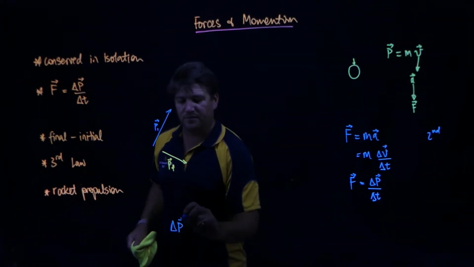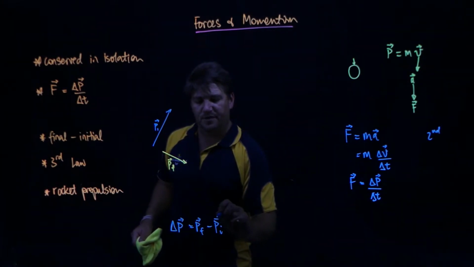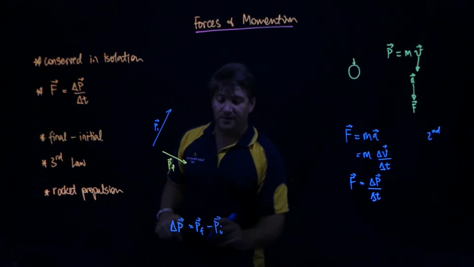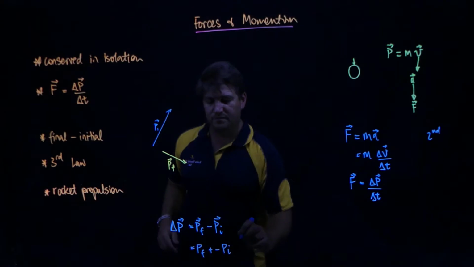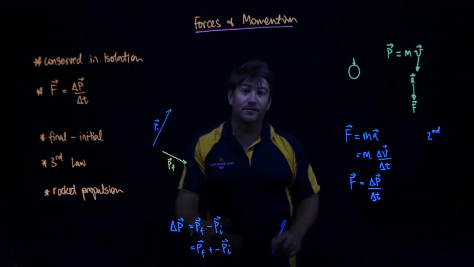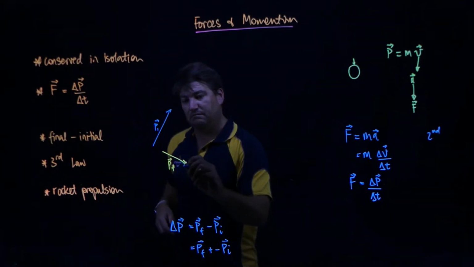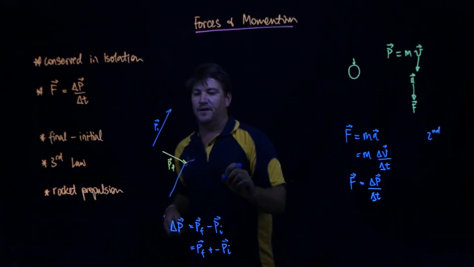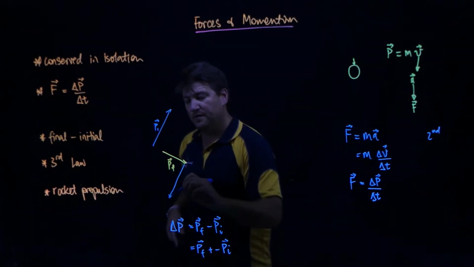Change in momentum is final momentum take initial momentum. Here's my final. I'm going to take the initial. This is also equal to that, right? So what I'm going to do is add the negative of my initial momentum. The negative of my initial momentum is longer. That's about right. That's the same size, same magnitude as my initial momentum. Now it's opposite.